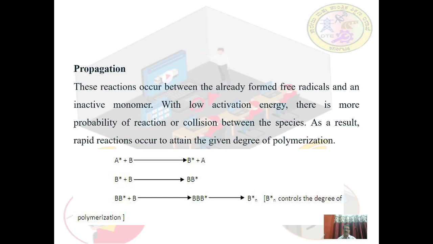To this BB* active monomer, a third monomer is added so that we get BBB*, that is activated monomer, and to this activated monomer another monomer is added and it goes on until the polymerization completes. This step is known as propagation. That is, propagation of the polymer chain takes place in the propagation step.